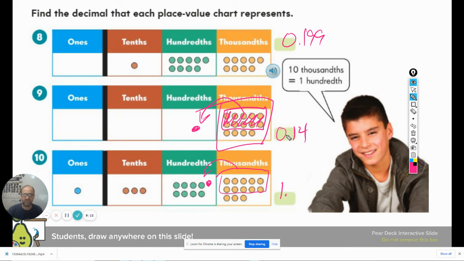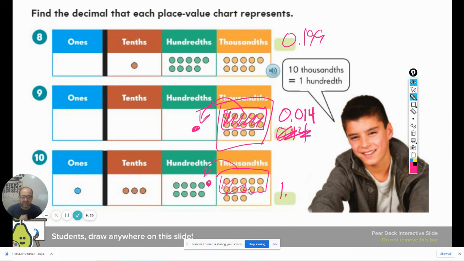Wait. You guys let me get away with that? Don't let me do that. 0 and 14 thousandths. If I can make those mistakes, I'm brilliant. You can make those mistakes. So slow down and be careful, because I'm clearly not doing it right now.